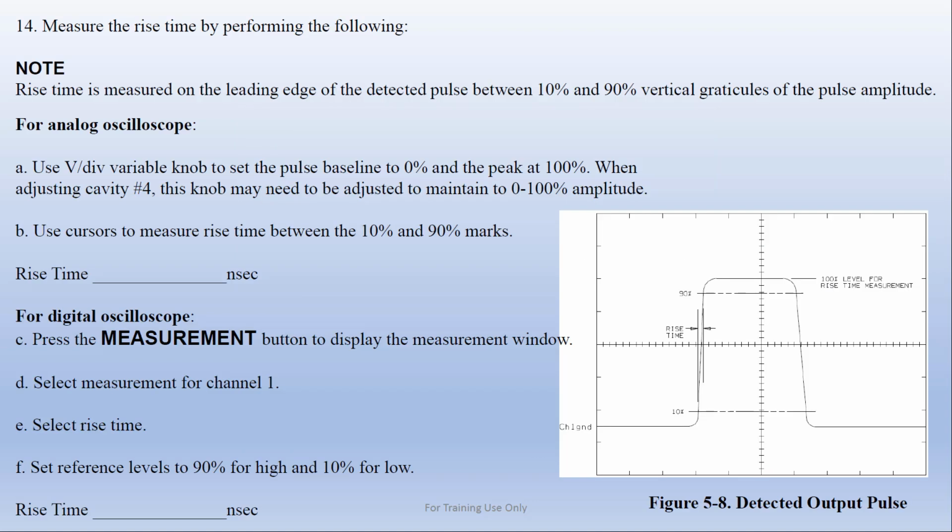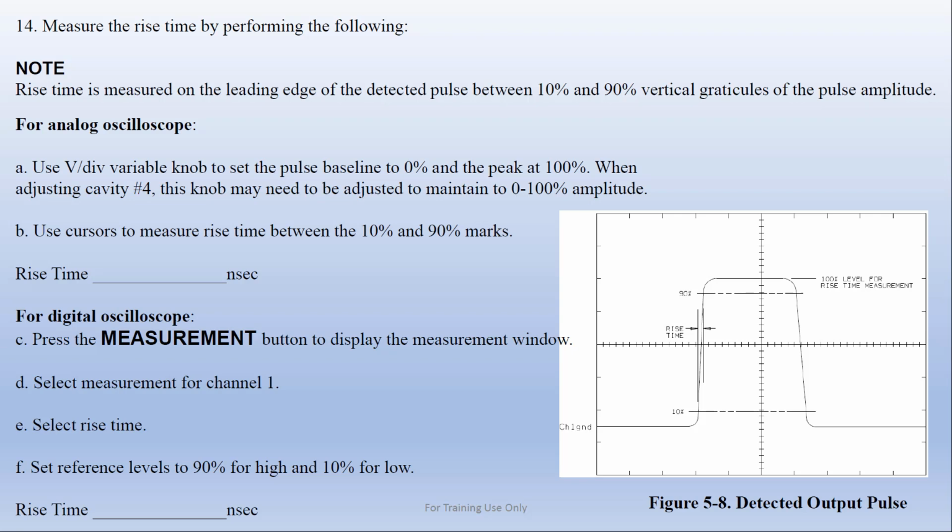Next, we're going to measure the rise time. If you're using an analog scope, you want to set the base at 0% and then use your variable voltage per division knob to adjust the peak to 100%. If we adjust our cavity 4 to adjust our rise time, you'll find that your amplitude will change, so your 100% point will change, and you'll have to come back and catch that and correct for it. And then you're going to use your cursors to measure the difference in time between your 10% point and your 90% point and record that rise time.